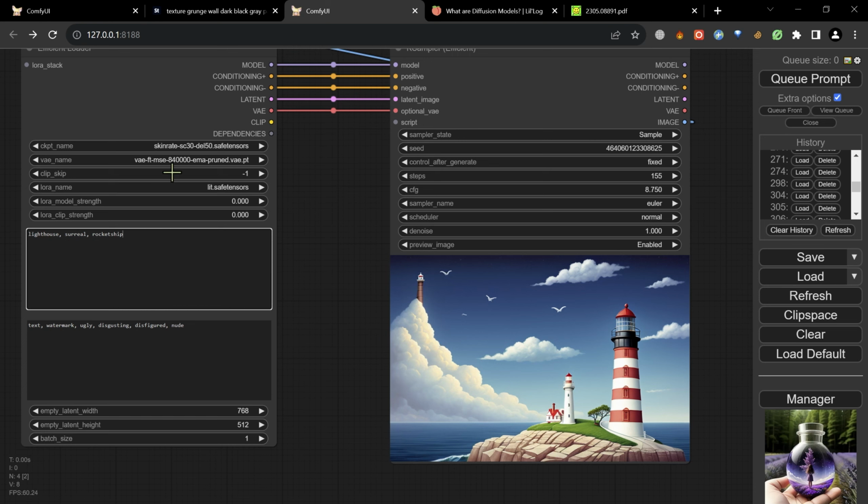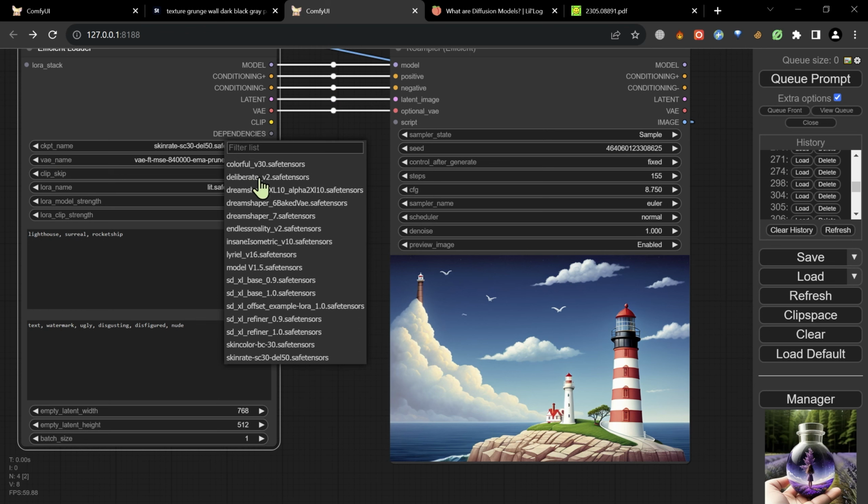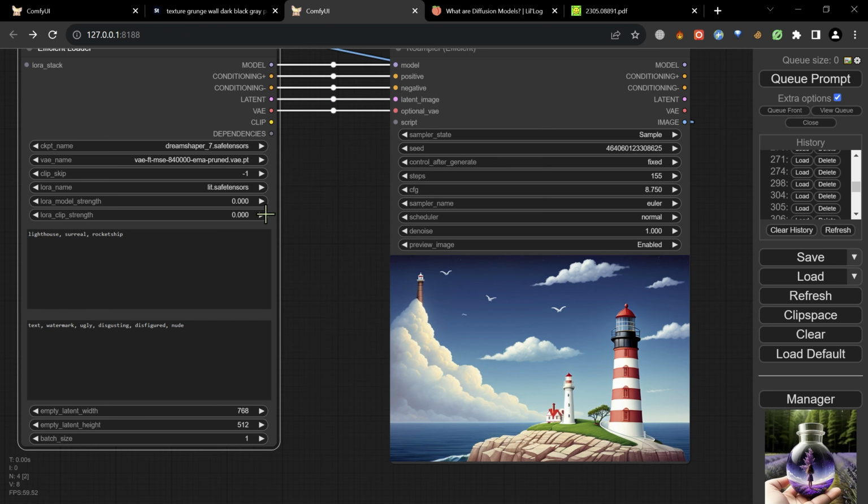Clip skip is a way of reducing the number of steps that the software goes through when it's trying to understand what you told it. And some people will suggest that when you're working with a particular model, for instance, let's say we're working with Dream Shaper, you want to work with a clip skip of -2. What that would mean is that, if that was the recommendation, the author of this model would not want you to process the prompt all the way.